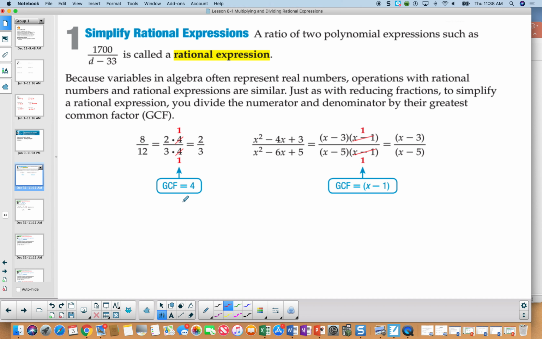Let's go back to elementary fractions, 8/12, and we can reduce it by dividing the numerator and denominator by the greatest common factor, and we get 2/3. Well, with algebraic fractions, we can do the same thing. We can factor the numerator, factor the denominator, and then divide both numerator and denominator by the greatest common factor, and this is the simplified fraction.